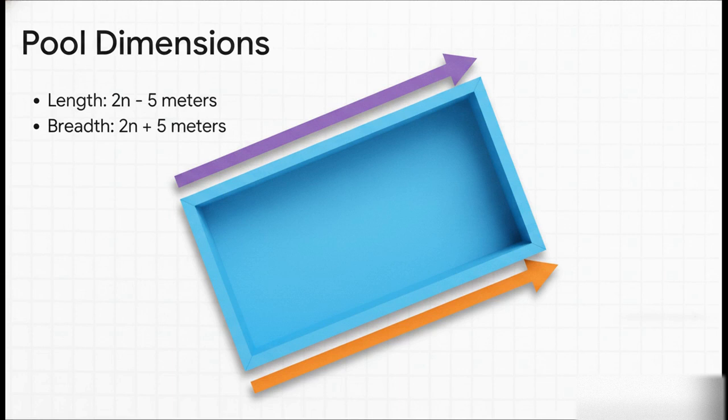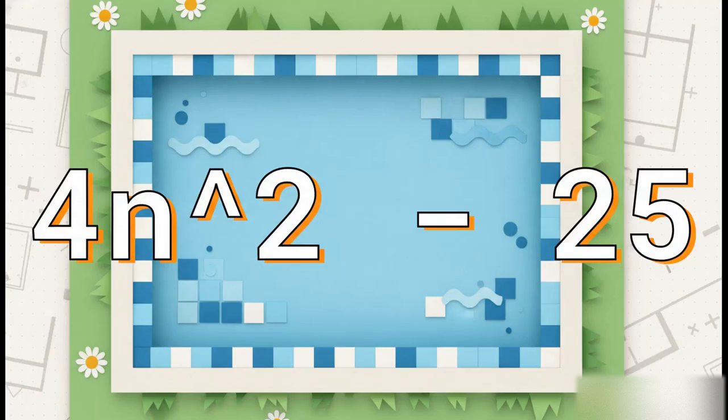Based on his plot of land, Ravi's pool needs very specific dimensions. The length of the pool is 2n minus 5 meters. The breadth is 2n plus 5 meters. Now, notice anything familiar about those expressions? They map absolutely perfectly to the algebraic identity we just talked about, (a − b) multiplied by (a + b). And because we know our shortcut identities, we don't even have to do the complicated multiplication to figure out the pool's base area. The identity tells us that (a − b) times (a + b) equals a squared minus b squared. In this case, (2n) squared minus 5 squared. That instantly gives us a base area of exactly 4n squared minus 25 square meters.